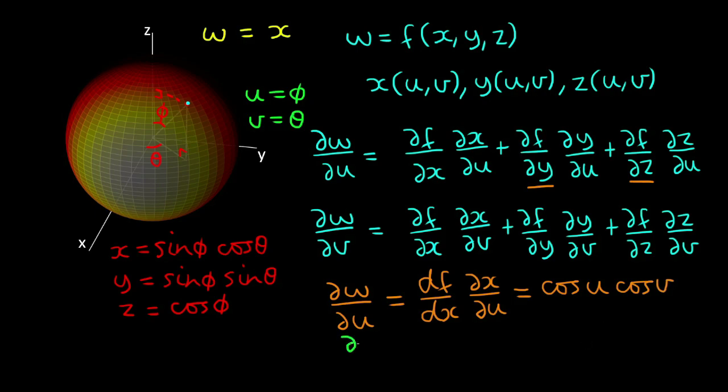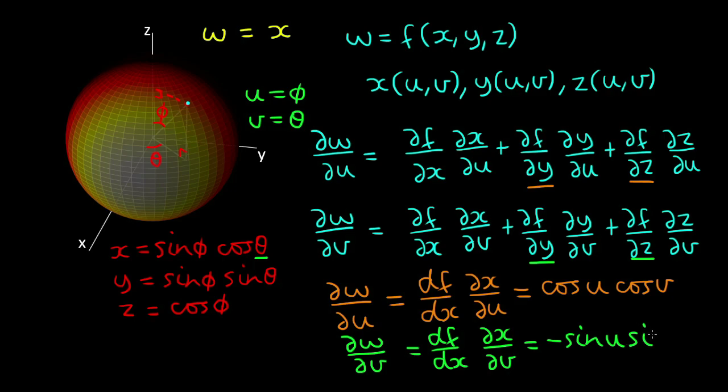And similarly, the rate of change of w with respect to v is the derivative of w with respect to x. So again, noting that w is a function of one variable, multiplied by the partial of x with respect to v. And note that the partial of f with respect to y and with respect to z is 0 in this instance. And the partial of x with respect to v being theta will give minus sine phi, which is u, by sine v being theta.